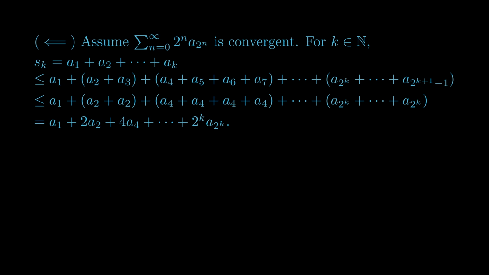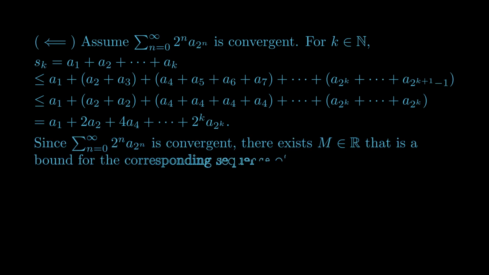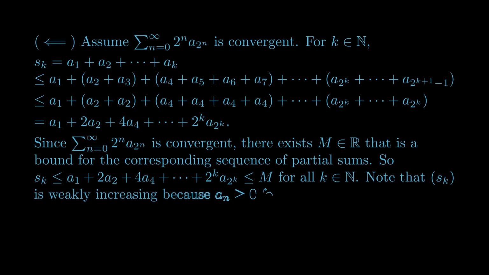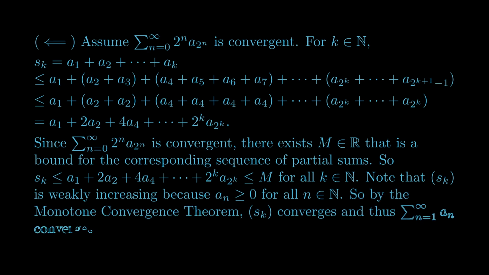Since we assumed that series to be convergent, there exists a bound, big M, in the reals that's greater than or equal to all of its partial sums, and now we know that that same big M is also a bound for all of the partial sums of the series a_n, whose partial sums we know to be increasing, by the non-negativity of the terms a_n, and so by the monotone convergence theorem, that sequence of partial sums converges, and thus the series a_n converges as well. So we've shown both directions of the Cauchy Condensation Test.